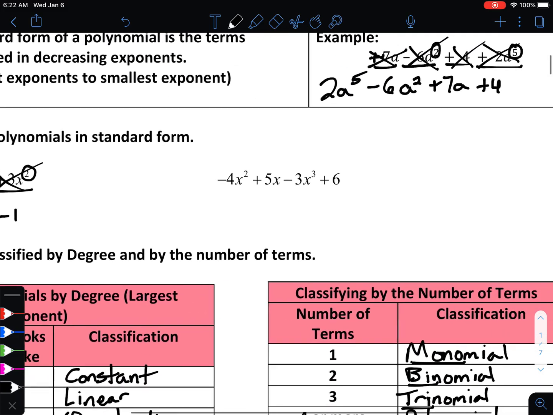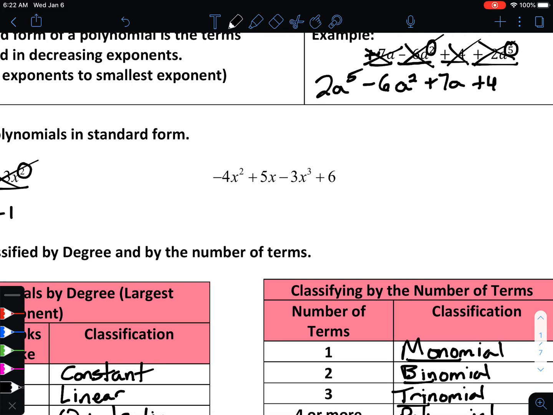All right, one more example here for the next one. We've got our highest exponent right here is a 3. So we're going to put the negative 3x to the 3rd first. Next would be the negative 4x squared. So that's going to stay a minus 4x squared. Next would be x to the 1st power. So that would be this term right here, so plus 5x. And then finally, just numbers by themselves. So the plus 6 would go last.